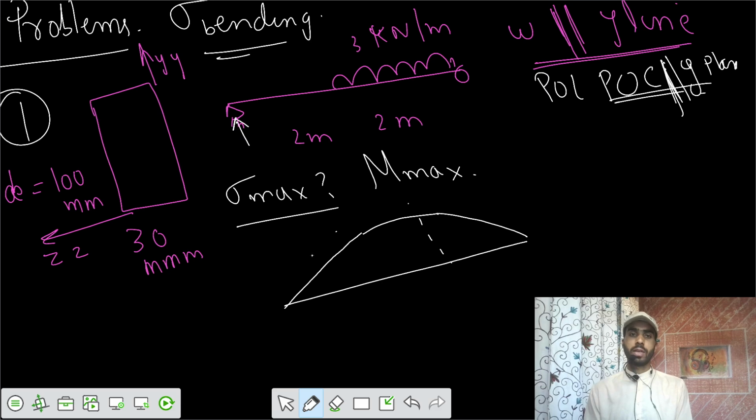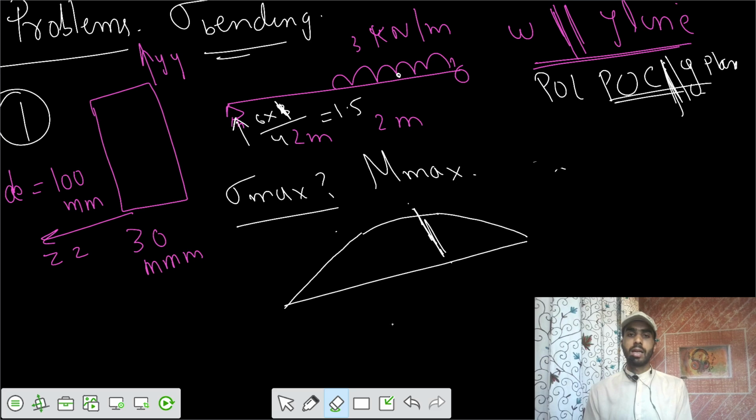So here the reaction we can get: 3 to the 6, so you can have the centroid here. We can have 3 into length of 3 into length of 1 and divided by 4. So we can get a reaction of 1.5, and we can write the bending moment value here would be 1.5 into 3 minus 3 into... yeah, we can get the bending moment value.